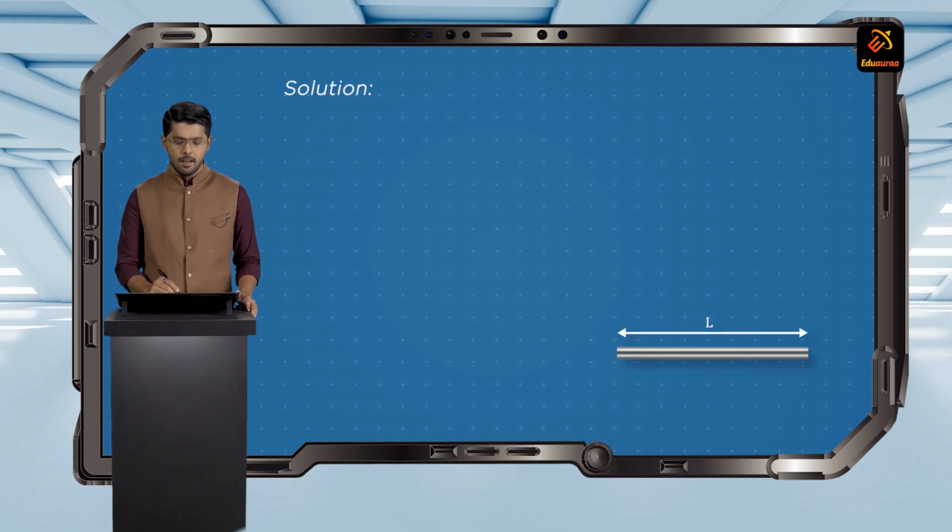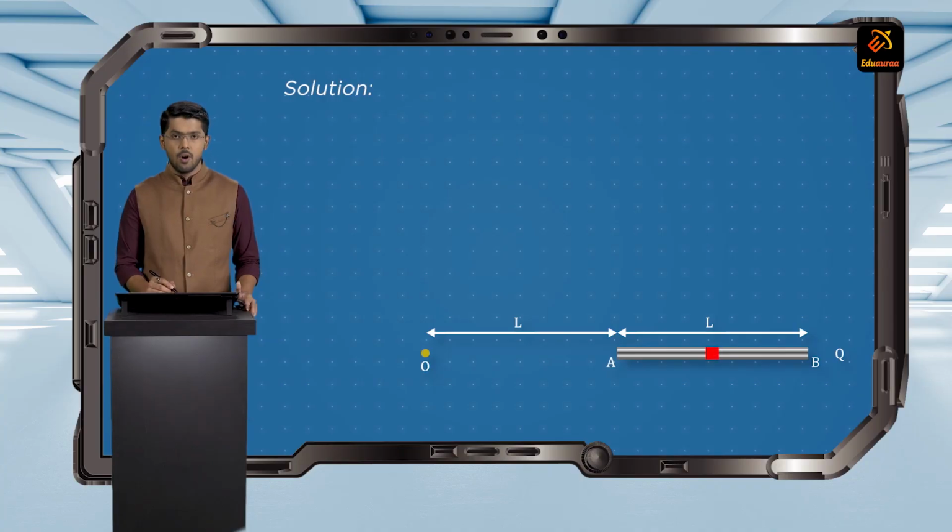So in this case, you have a rod of length L, AB, and you have been given that a charge Q is uniformly distributed over this rod. Now, you have been asked to calculate the electric potential at the point O, which is also a distance L from the end A of the rod. Let's go ahead and try to do that. We'll have to break the rod into various segments. Let us consider a segment, a small length dx at a distance x from O.